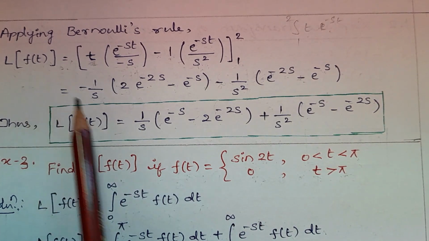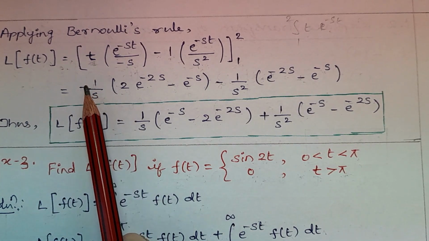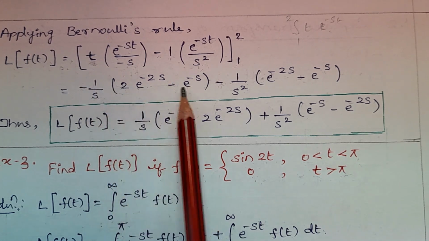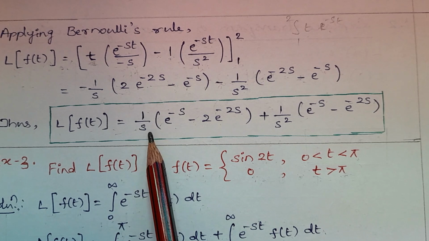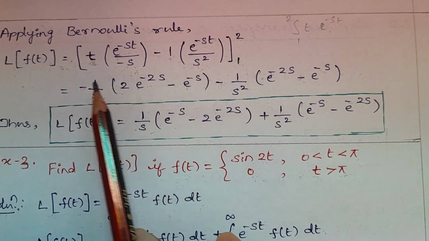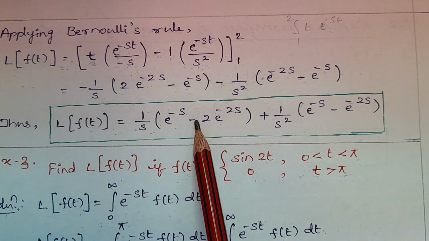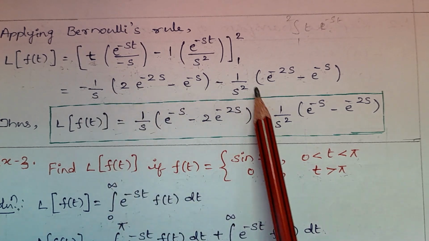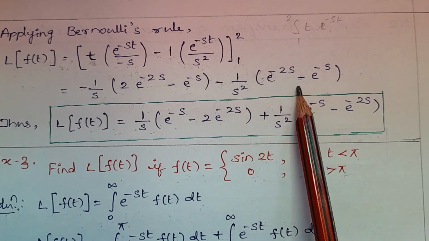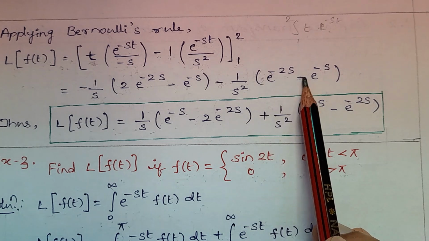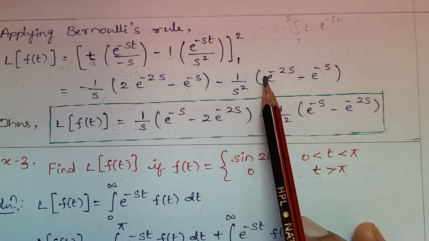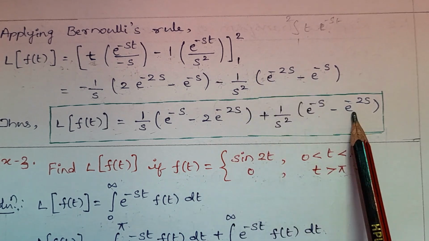Next, Laplace transform of f of t equals, this minus is multiplied on this. So 1 by s into minus is plus e power of minus s, minus into plus is minus 2 e power of minus 2s. Next, minus and take outside. So minus plus e power of minus s is plus, minus e power of minus 2s.